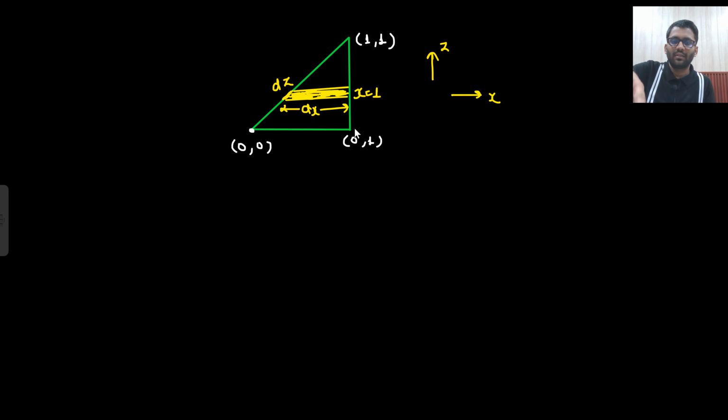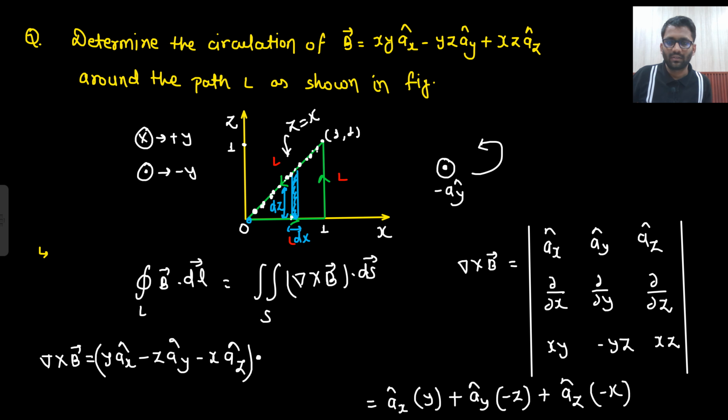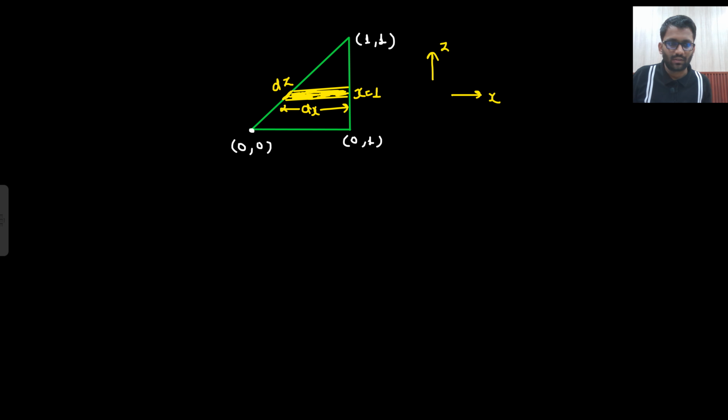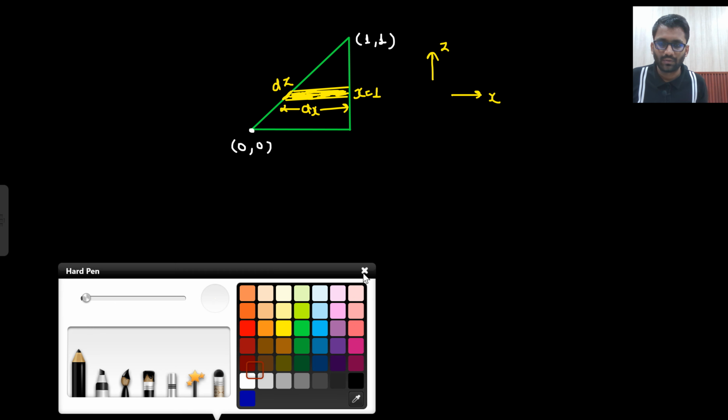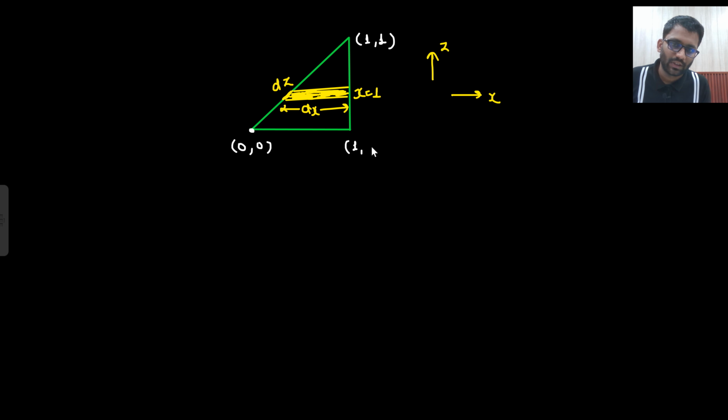Wait a second. Here z equals 1. No, wait a second. Sorry, this was x equals 1 and z equals 0. So this is how the strip is moving. I need to find how my x is changing. So x equals 1 is fixed here, but what is x here? x equals z. What is the equation of this line?